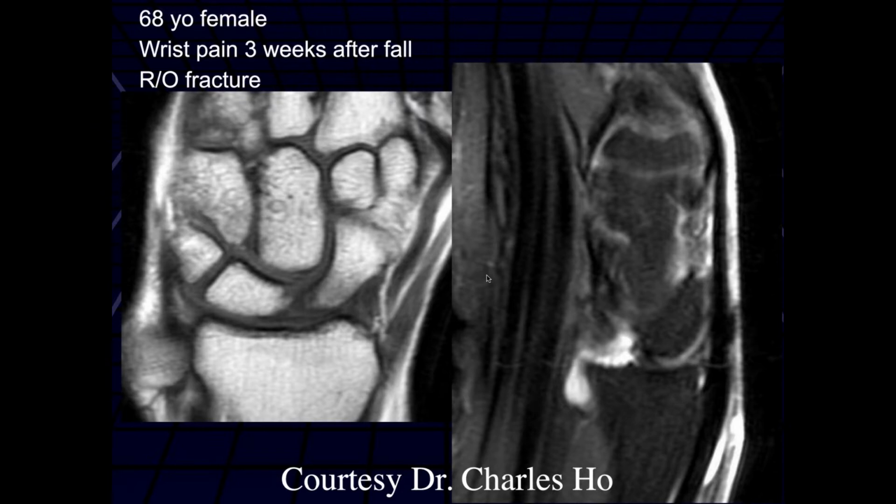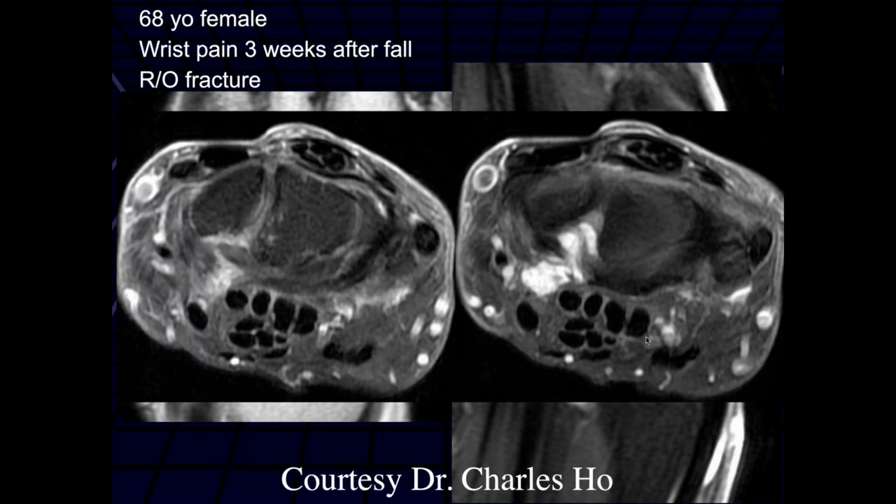Okay, so this is a 68-year-old female with wrist pain 3 weeks after a fall, rule out fracture. Just on these T1 images, I don't see any definite fracture, but there may be some widening of the scapholunate interval and some dorsal tilt. Is this the lunate? So I think there may be a scapholunate ligament injury and instability.